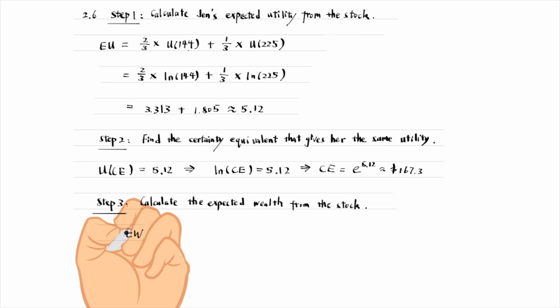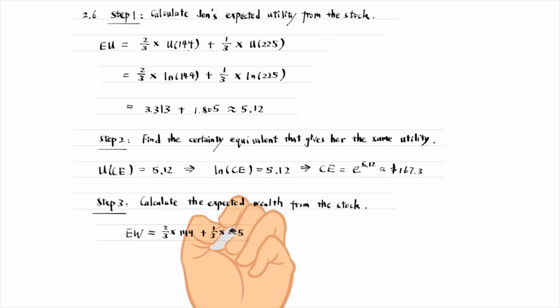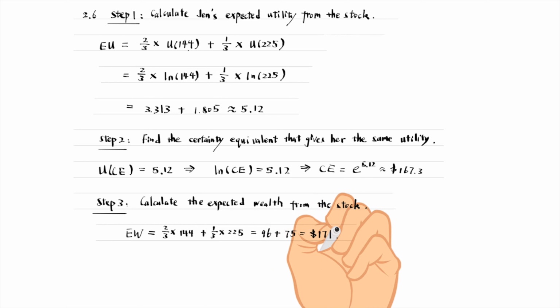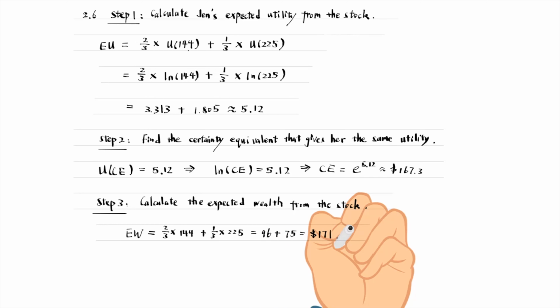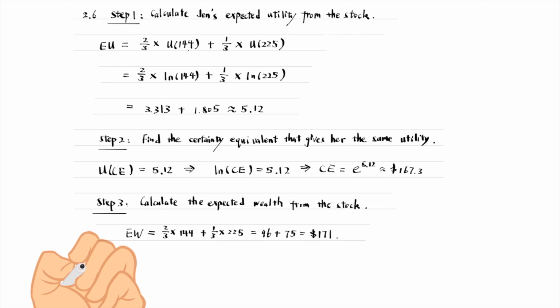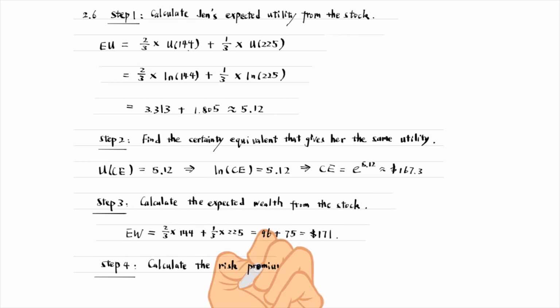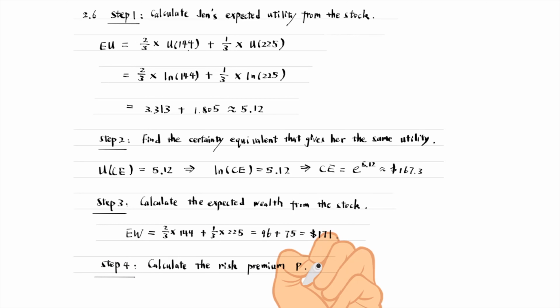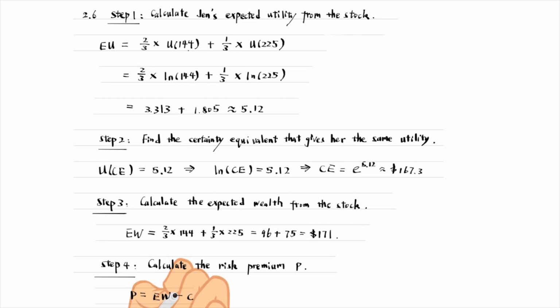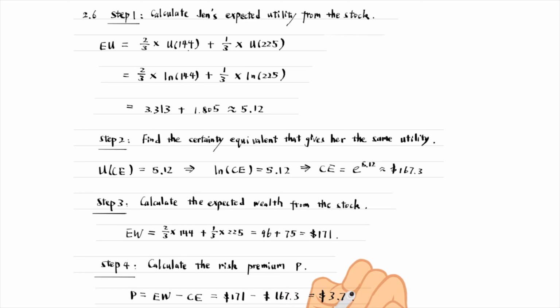The expected wealth is the weighted average of the wealth of each possible outcome, where the weights are the probability of each outcome. It equals $171. In the fourth step, we compute the risk premium P, the difference between the expected wealth and the certainty equivalent. Jen's risk premium is $3.7.